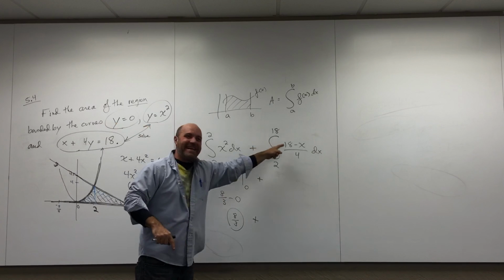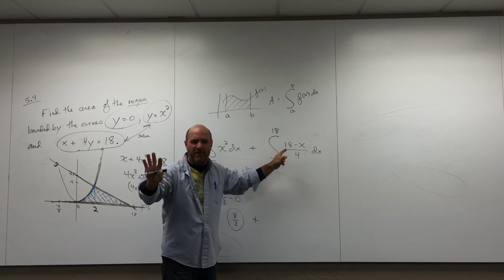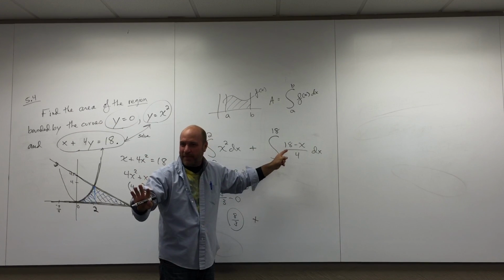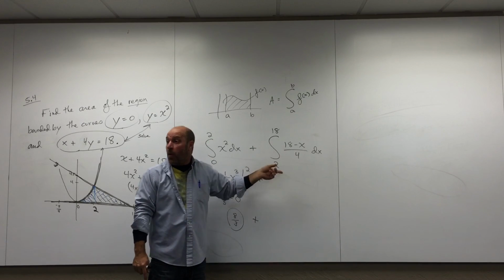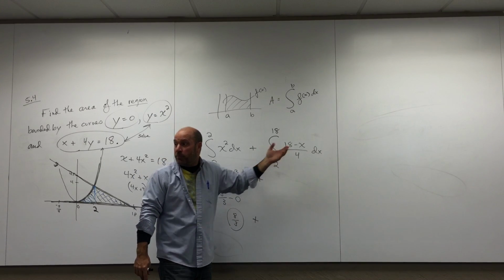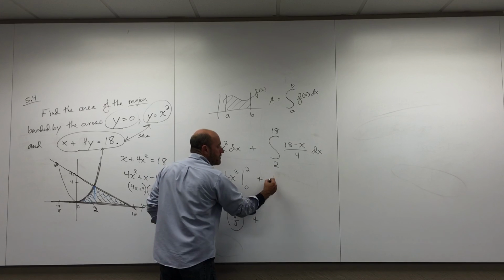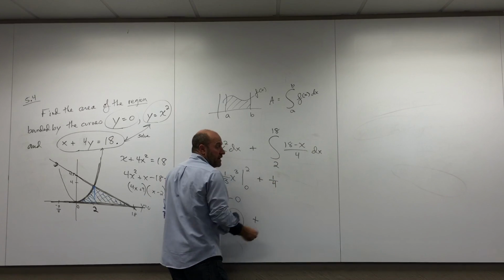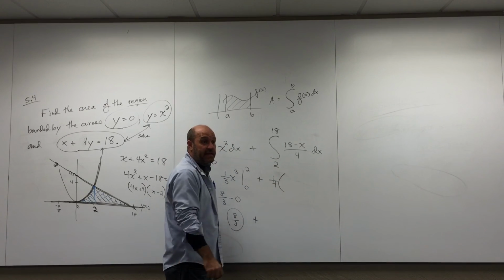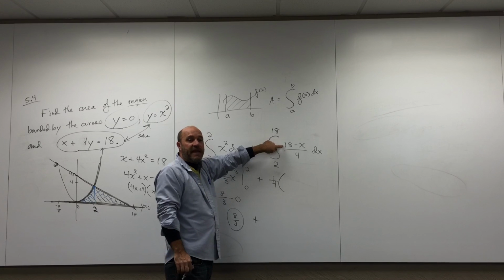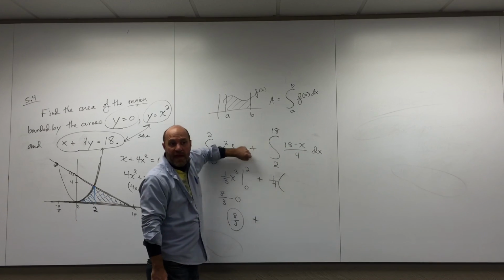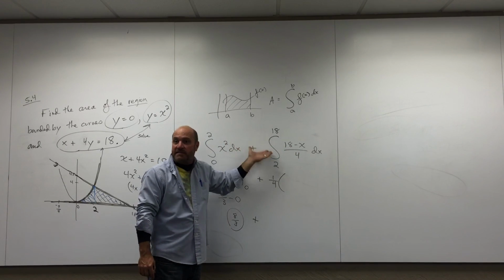You can't pull out the 18. The 18 is its own separate term. That's bad. But I got a multiplied 1/4 sitting there. Do you agree? I can pull out a 1/4. That's what I'm doing. Now, I'm going to integrate the 18. I got the 1/4 out of the way. Forget about that. So now I got 18 minus x.